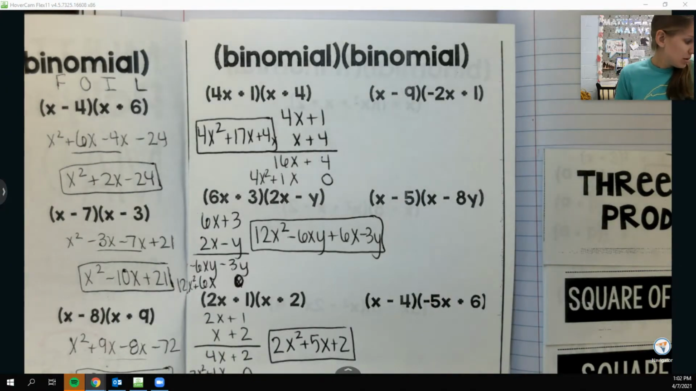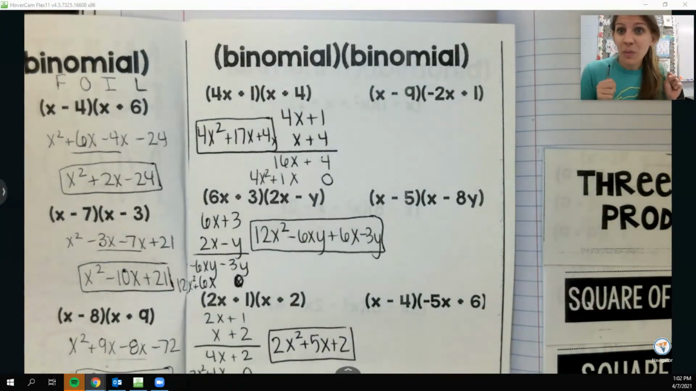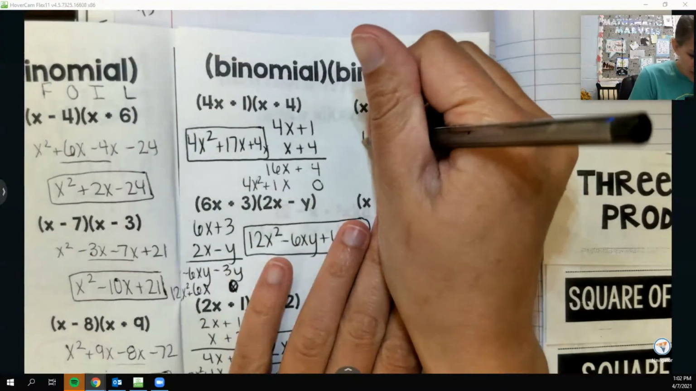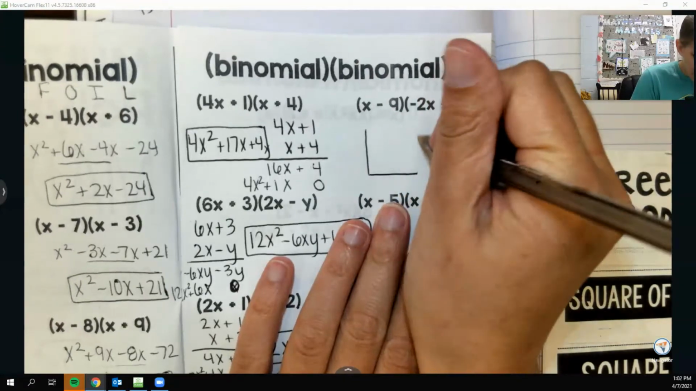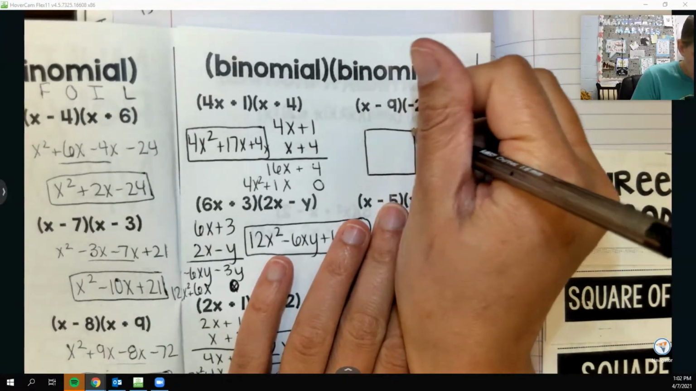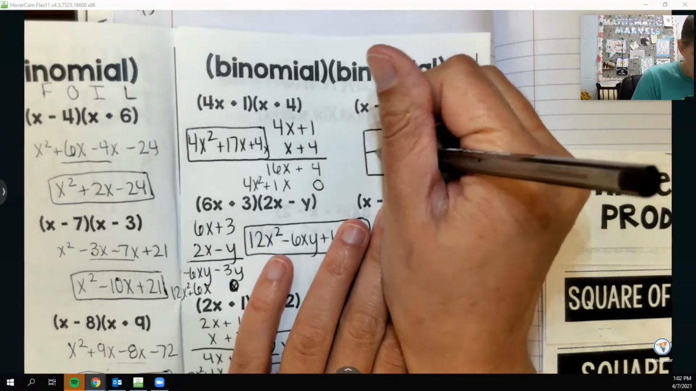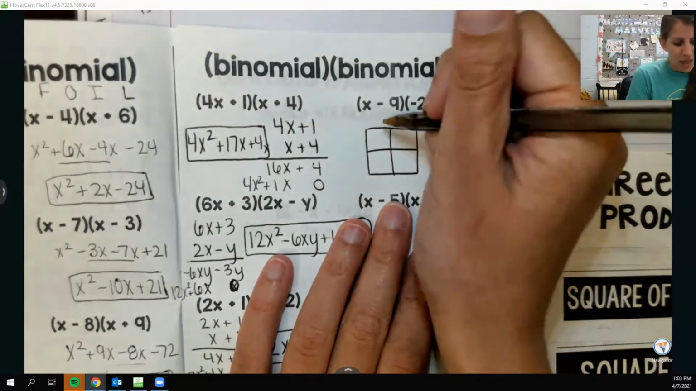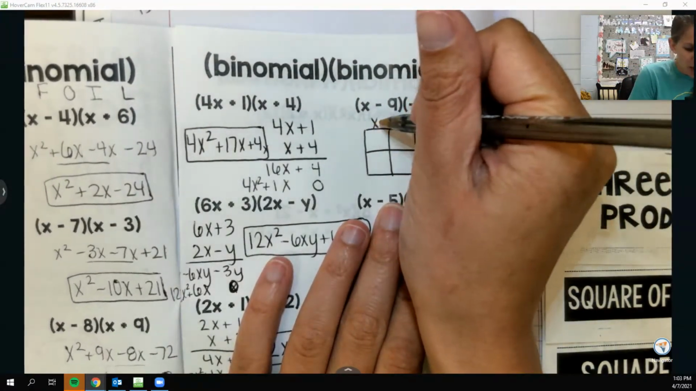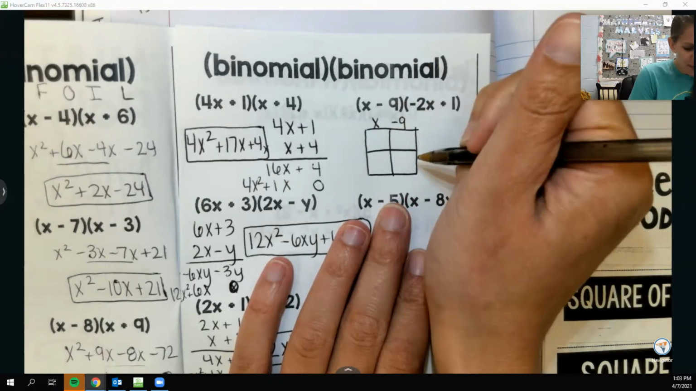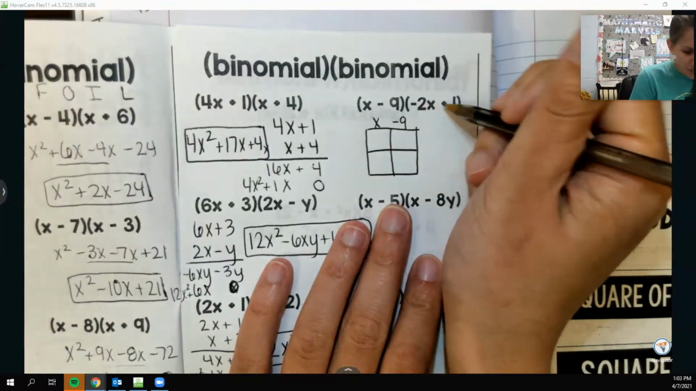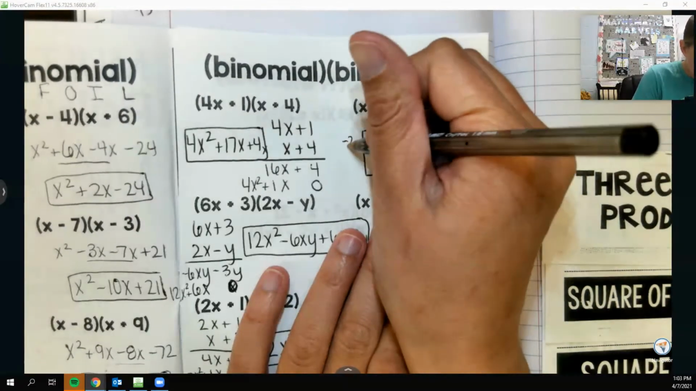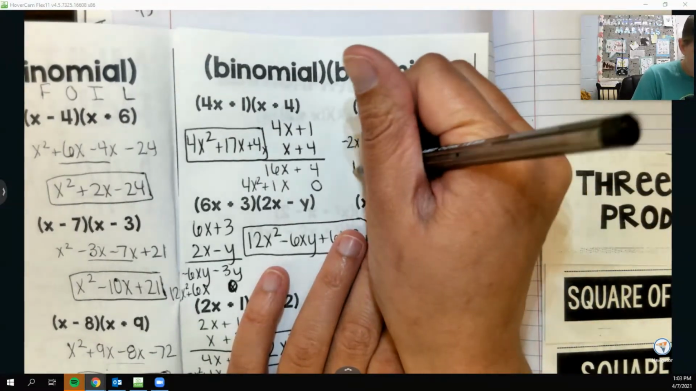Oh, no, I have one more way to show you. The box way. I forgot the box way. Oh, the box way is so good. So if you set up a 2x2 box, and it's 2x2 because I have 2 terms and then 2 terms. So if I put outside the box along the top, the x and then the minus 9, and on the other side of the box, the negative 2x and then the positive 1.